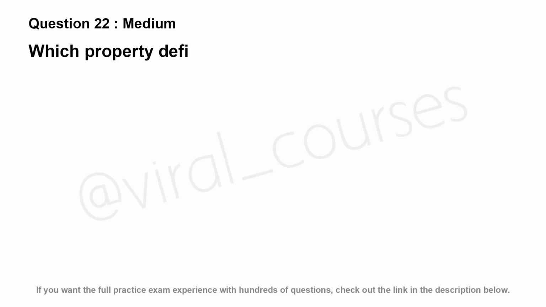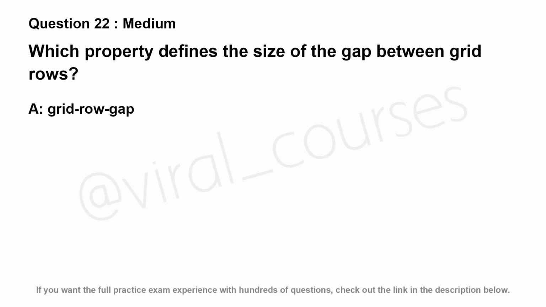Which property defines the size of the gap between grid rows? Option A, grid-row-gap. Option B, row-spacing. Option C, gutter-row. Option D, row-gap.